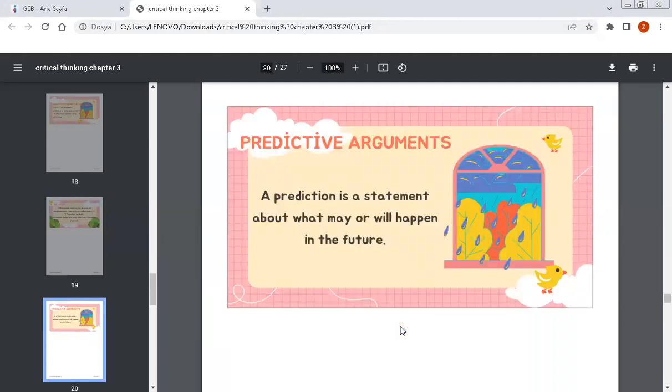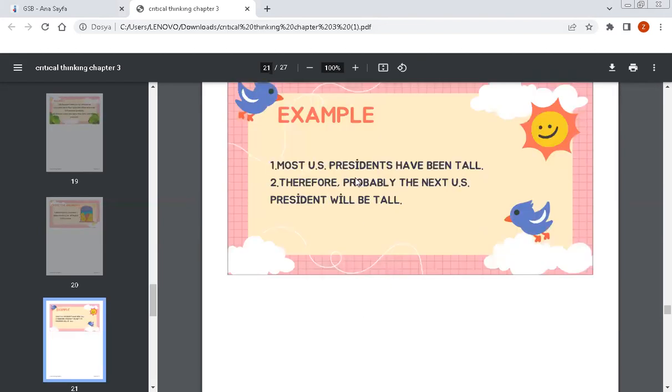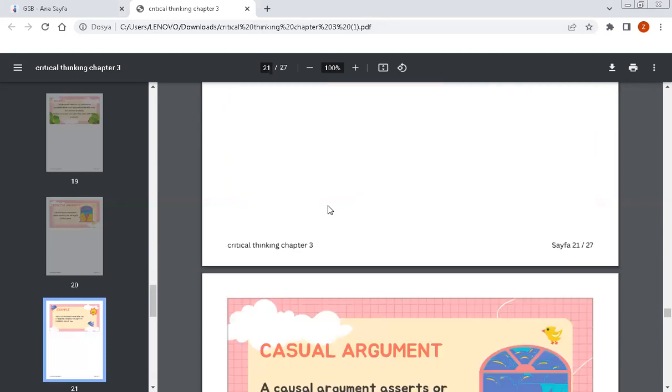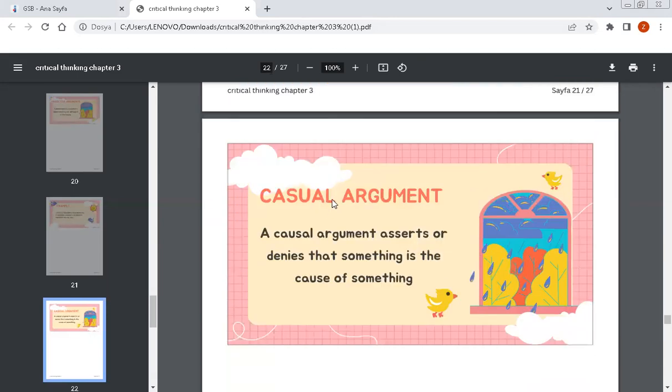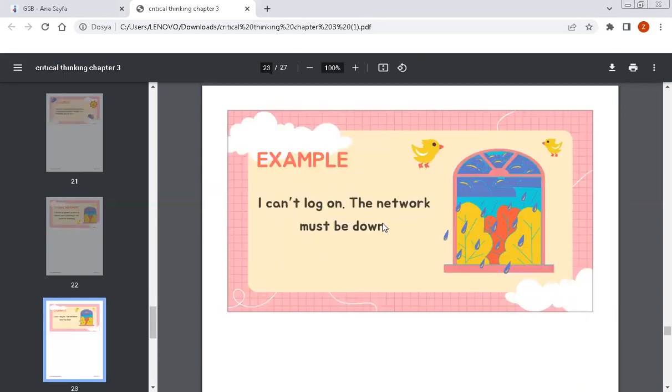The other one is predictive arguments. A prediction is a statement about what may or will happen in the future. For example, most US presidents have been tall, therefore probably the next US president will be tall. And when it comes to causal argument, a causal argument asserts or denies that something is the cause of something else. For example, I can't log on, the network must be down.